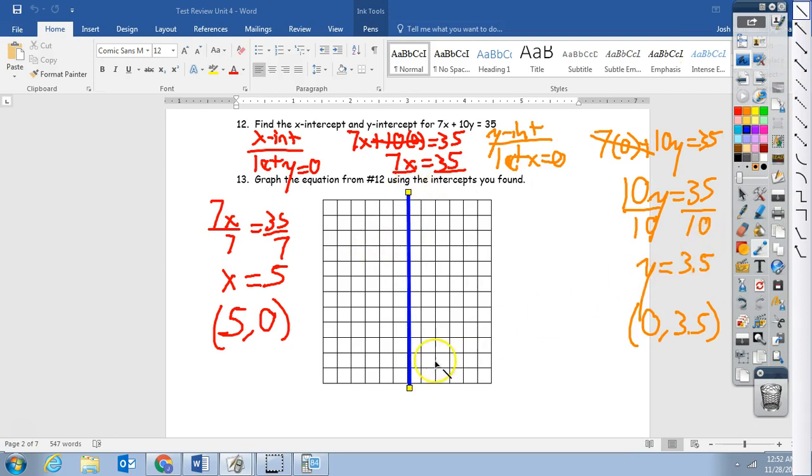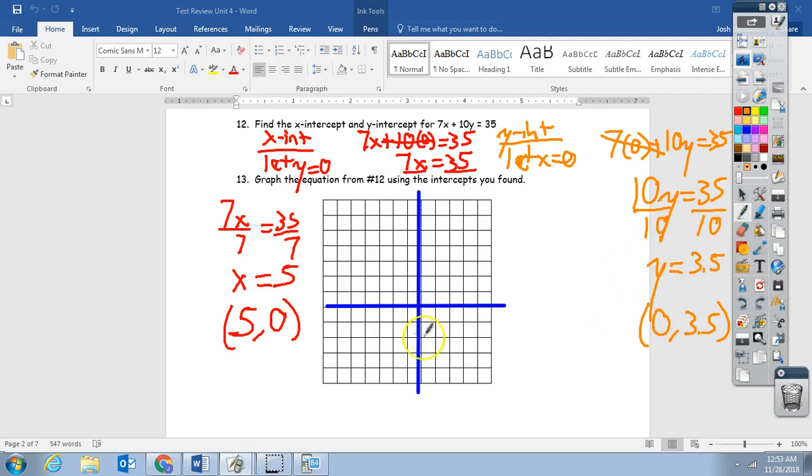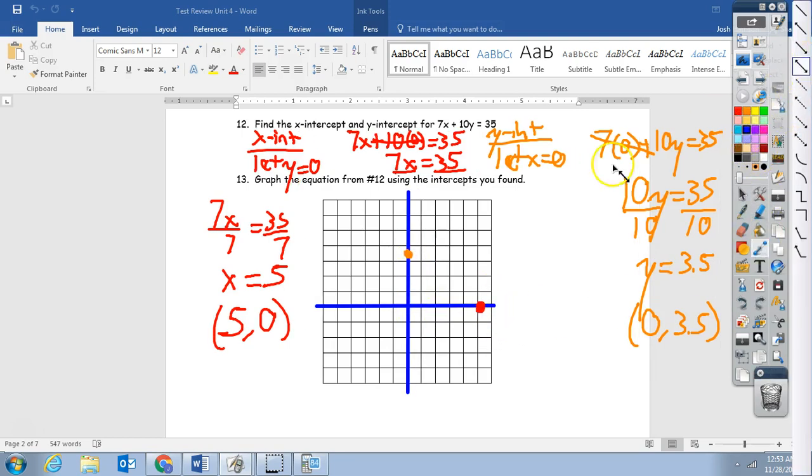Again, I'll do my best here. Probably going to be a little off. Just a little bit. It's okay. 5, 0 is 5 spaces for x, 0 for y. 0, 3.5 is in the middle. It's 0 for x, 3.5 for y. If you connect those two dots together, you have your line.